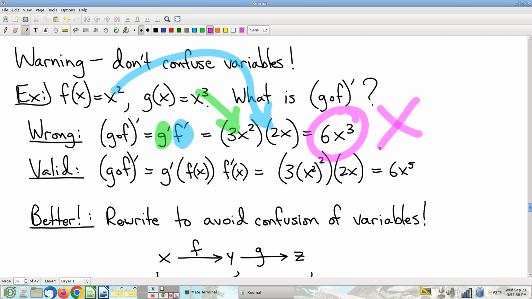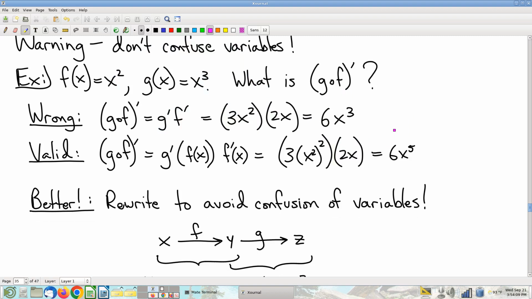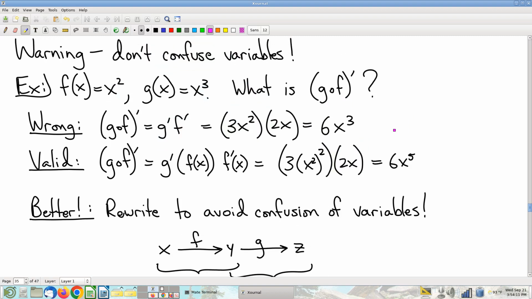The composition is, of course, obviously x to the 6th, and the derivative should be 6x to the 5th. Now, where did I make a mistake? A couple different points of view. Newton's take on this is: don't forget your g prime is supposed to be evaluated at f of x, not at x itself, right?